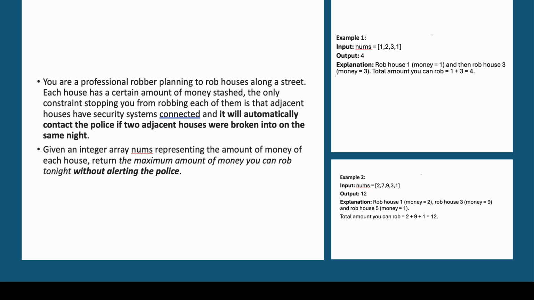So we're given a nums array where each element represents the amount of money in the house. We need to determine the maximum amount of money we can rob while following these rules. We cannot rob two adjacent houses to avoid triggering the alarm, and we must find an optimal strategy to maximize the amount of money we steal tonight.